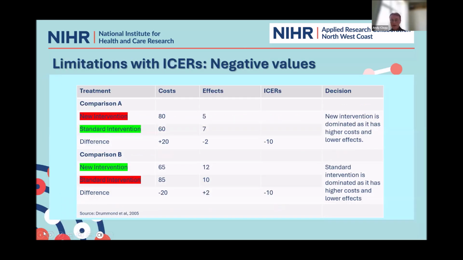Okay, so unfortunately there are issues with the use of ICERs, which relate to probably more their statistical properties than anything else, because effectively they're a ratio. So two particular problems are negative values that you can get for ICERs, and also when the denominator, the effect difference, is 0. So you can see in this comparison, you effectively come up with two ICERs that are the same, -10.